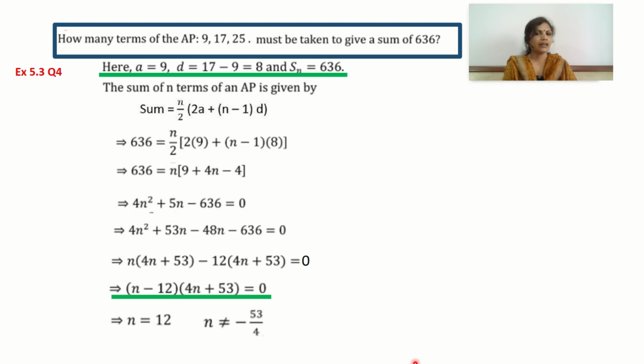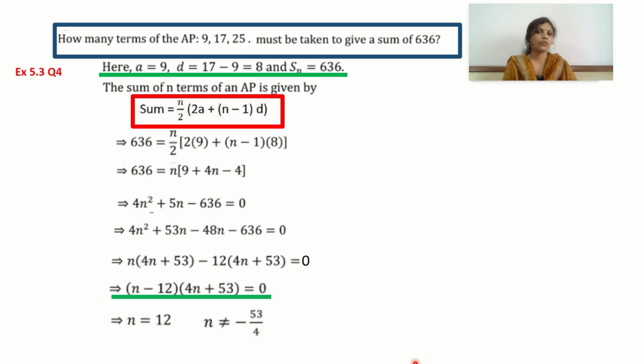So we will first write down the data. A is 9, D is 8 and Sn. The sum of the terms is given to us. Sum should come equal to 636. What we have to find out is how many terms we should take. That is N we have to find out. So since sum Sn is given to us, let's make use of this formula. Sn is equal to n by 2 in the bracket 2a plus n minus 1 into d. 636 is equal to n by 2 in the bracket 2 into 9 plus n minus 1 into 8.